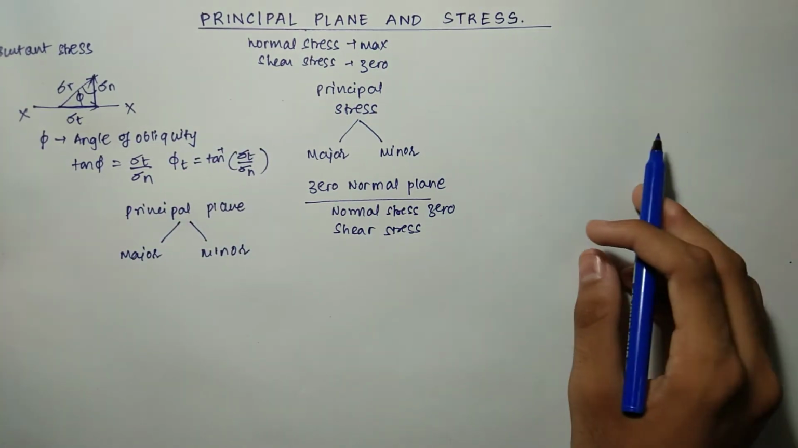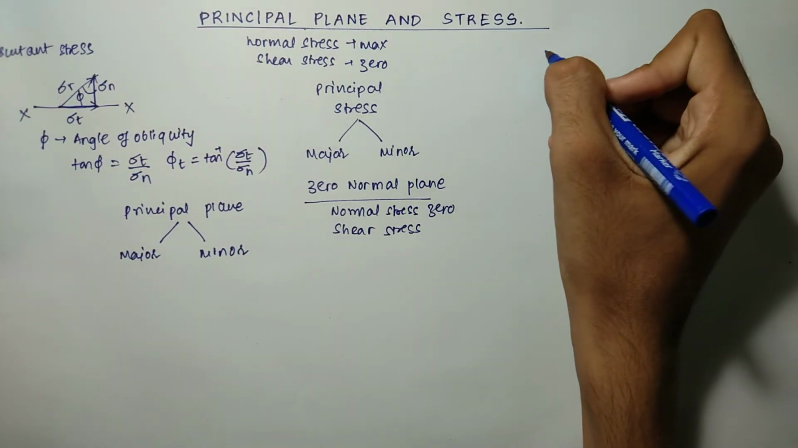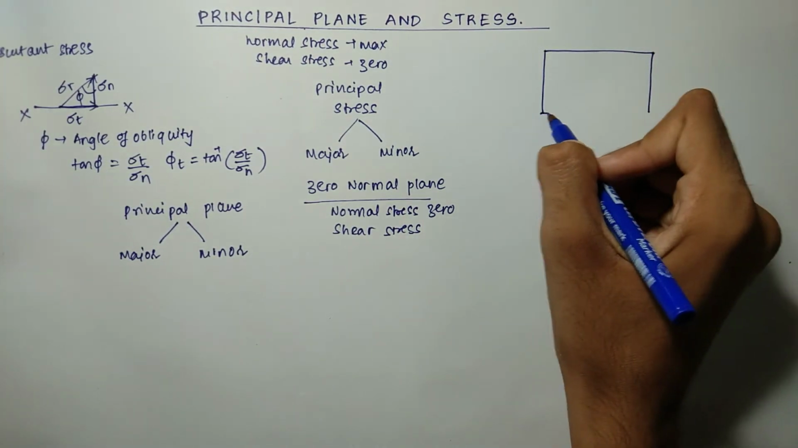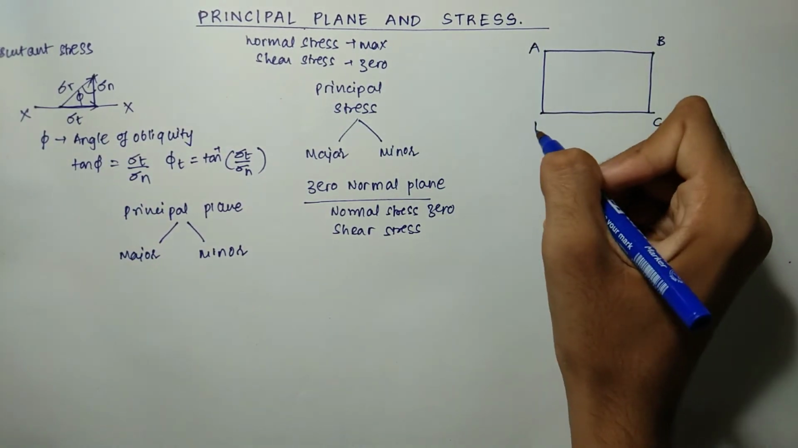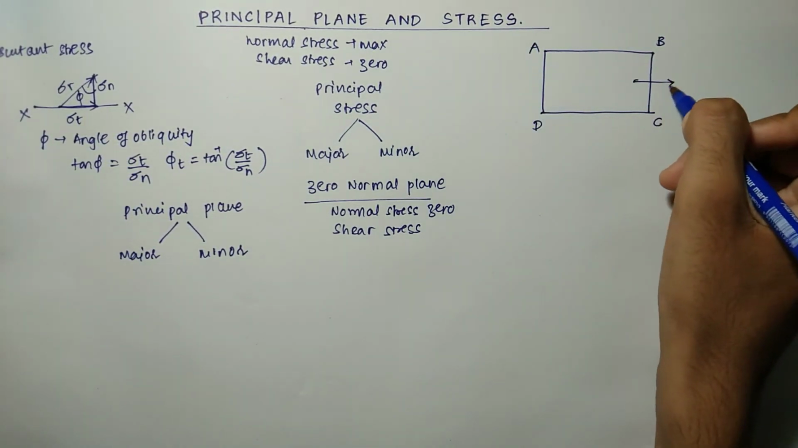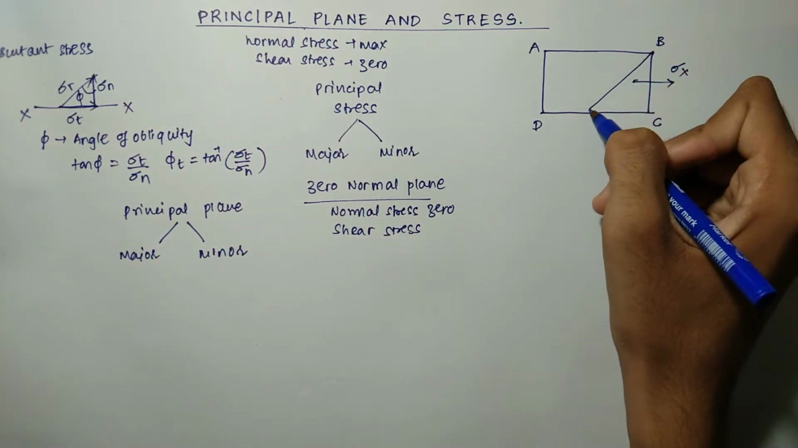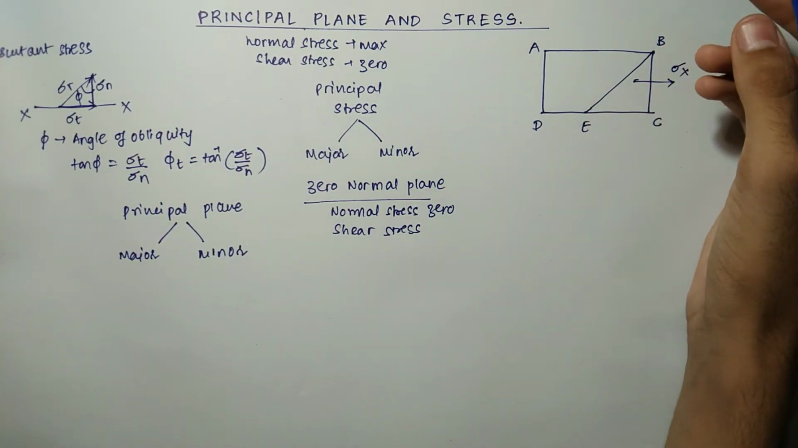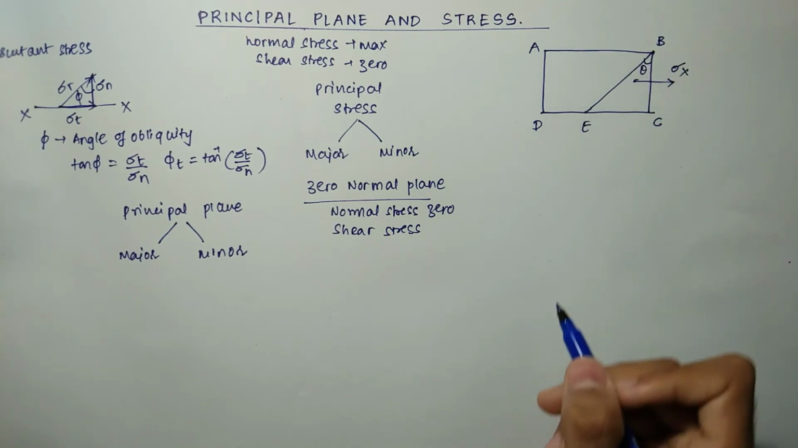Now let us derive the equation for the normal and the tangential stress when one side of the plane is subjected to the axial tensile stress. So let us consider a plane ABCD having unit thickness which is subjected to the axial tensile stress sigma x. We will be deriving the equation for the normal and the tangential stress along the surface or plane BE, which is inclined at an angle of theta.